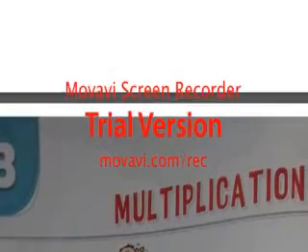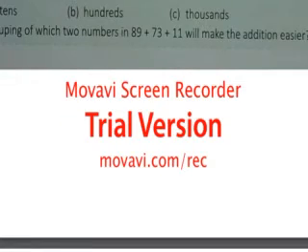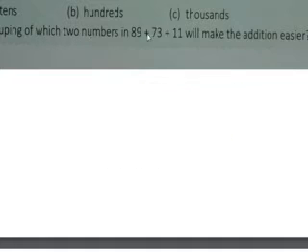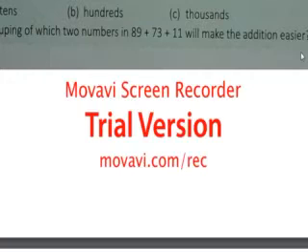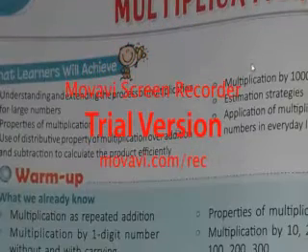Yes, this is chapter 3. Now, grouping of which two numbers in 89 plus 73 plus 11 will make the addition easier? Grouping of 89 and 11. Why had I said grouping of 89 and 11? Because 89 and 11 becomes 100. And 100 plus 73 is 173. It becomes easier. Okay. So 89 and 11 I had written.